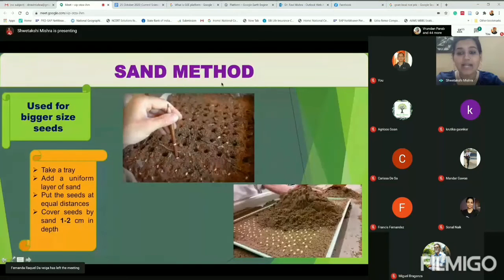Another method used is the sand method. So sand method is ideal if you are dealing with bigger size of seeds. So as you can see here in the figure, there is a tray and we need to add a uniform layer of sand through it and make small holes at equal distances and insert the seed inside it. And then we can cover it again with a layer of sand of say 1 to 2 centimeters in depth. So after 4 to 5 days, you can then observe the germination of the seeds.